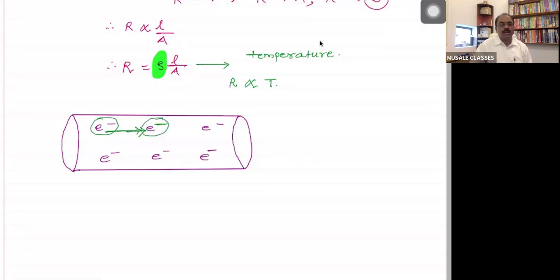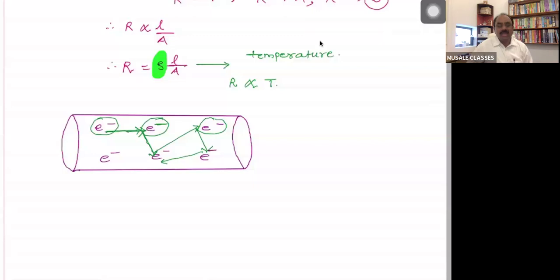It will collide, strike, and crash into that electron. Then its direction will change. Then it may go this way. It will be colliding with this electron. It may go this way. Again it will collide with this. From here it may go this way, or it may come to this side.